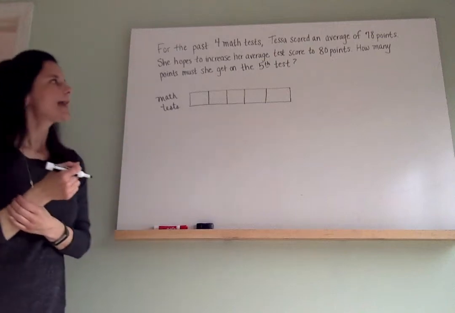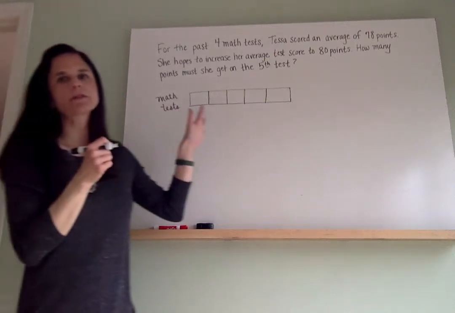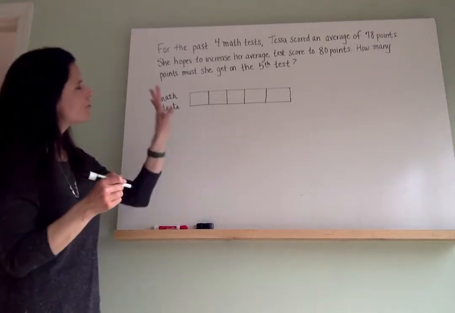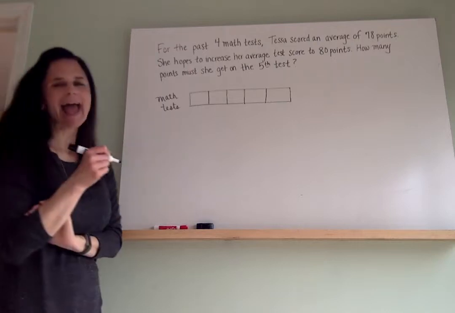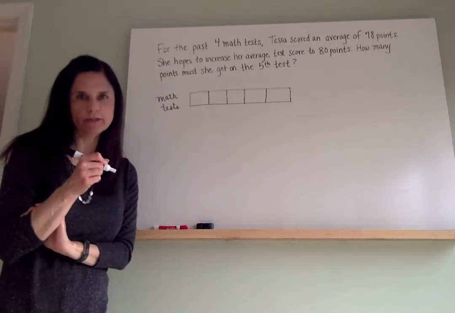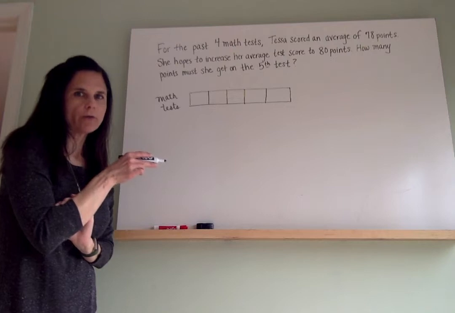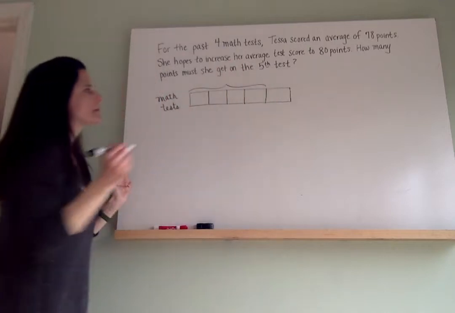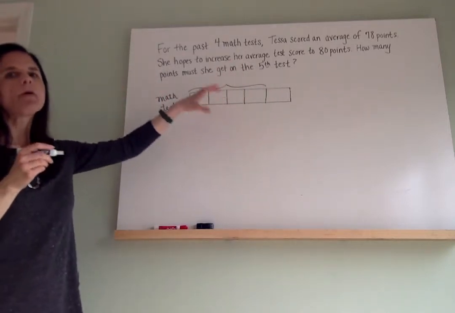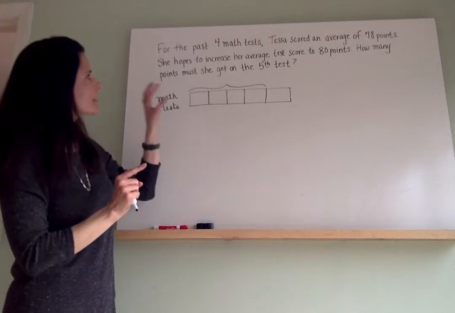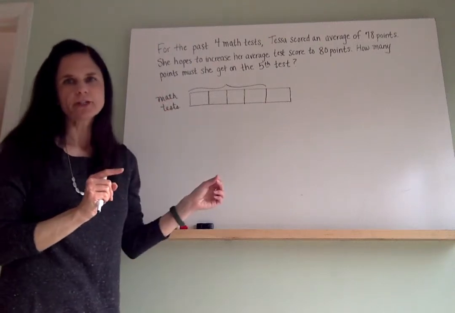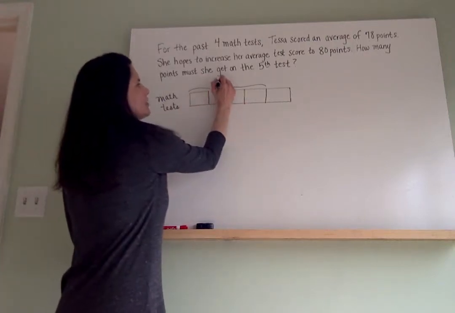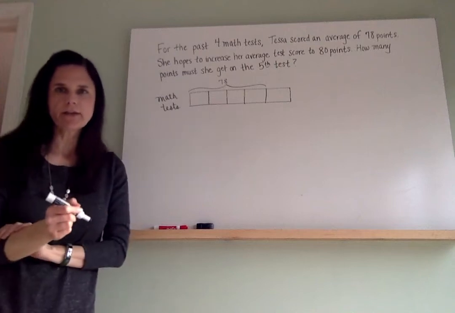Okay. And now let's go back to the problem and see what information we're given and add that to our bar model. For the past 4 math tests, Tessa scored an average of 78 points. How would we show that on our bar model? Well, we're going to obviously bracket the first 4 boxes there, but here's where you need to really be careful. It said she scored an average of 78 points for those 4 tests. So does that mean that you would bracket all of those and label it as 78? No.